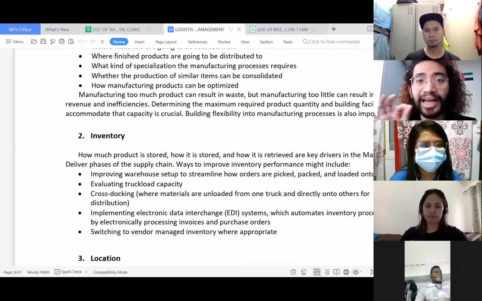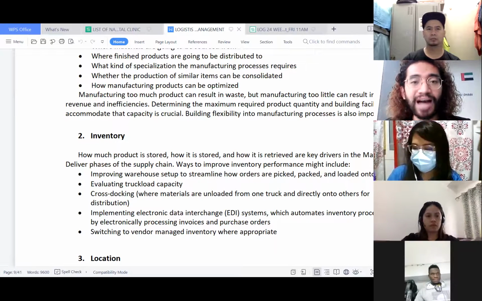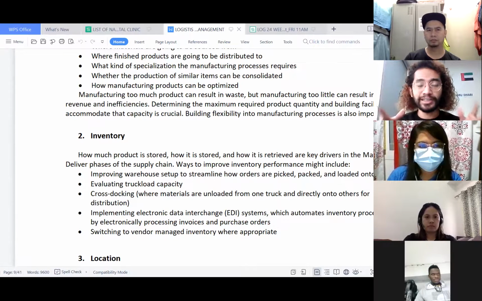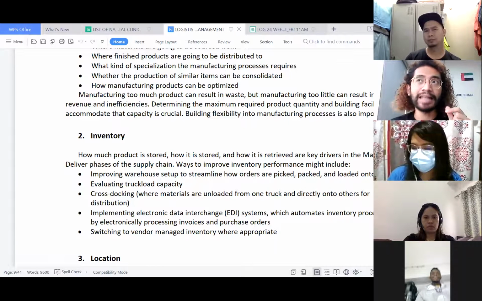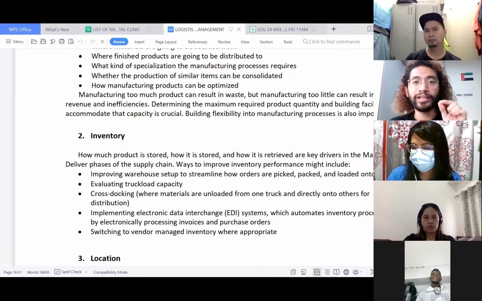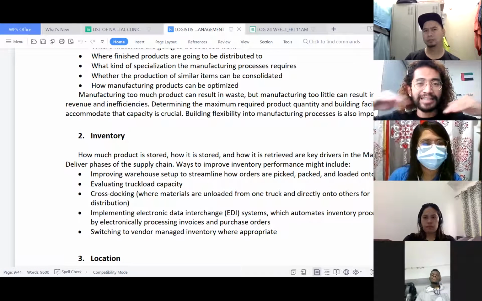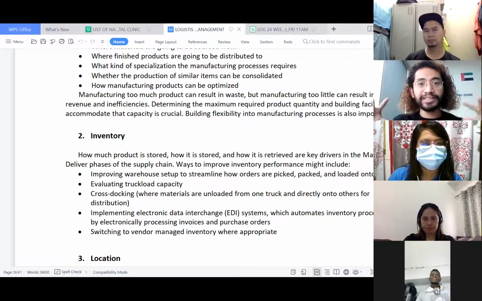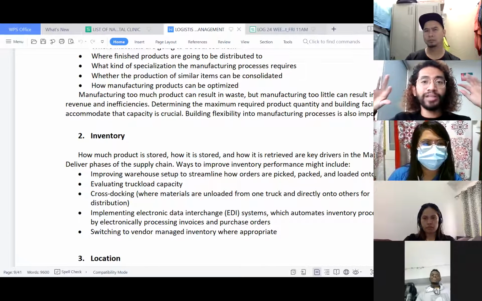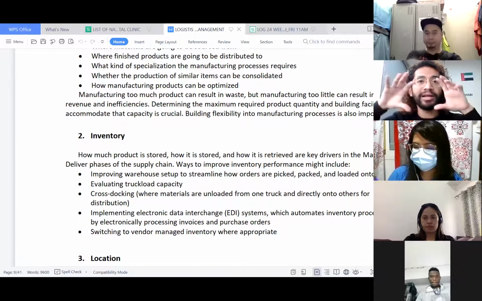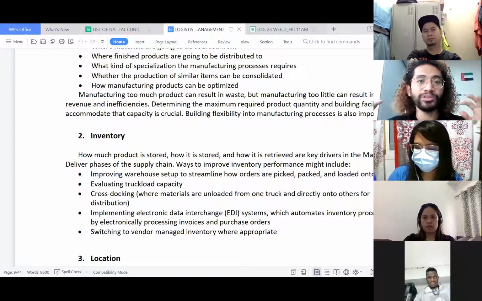Okay, cross-docking, that's the term. It says there, cross-docking. This is a place where you exchange goods. I'll have a more detailed discussion about cross-docking later, especially in materials handling and warehouse management. Cross-docking is a term where your trucks go into one place and exchange goods. Say, for example, from Abu Dhabi to Dubai. In Jebel Ali, there will be a warehouse.